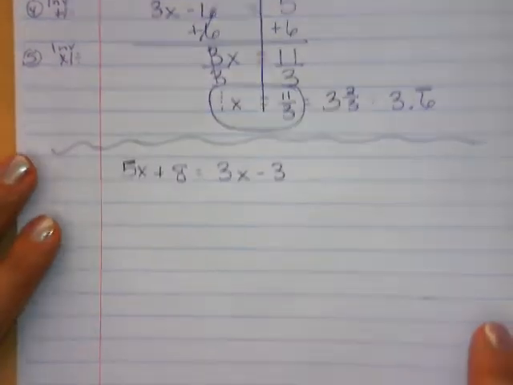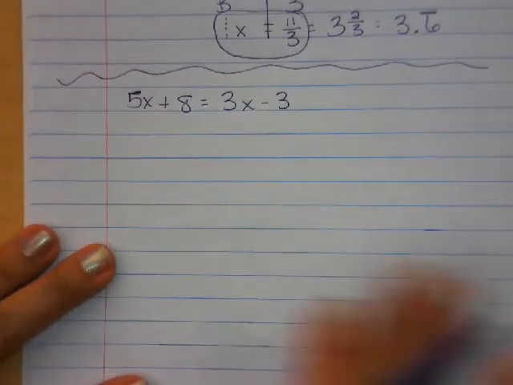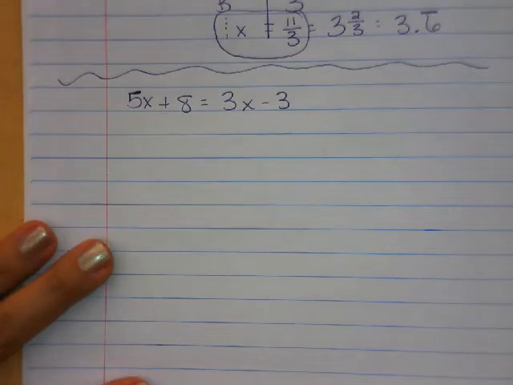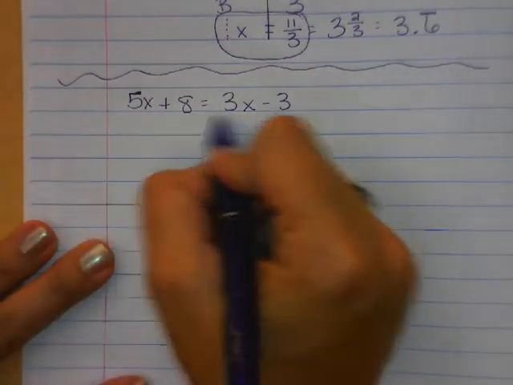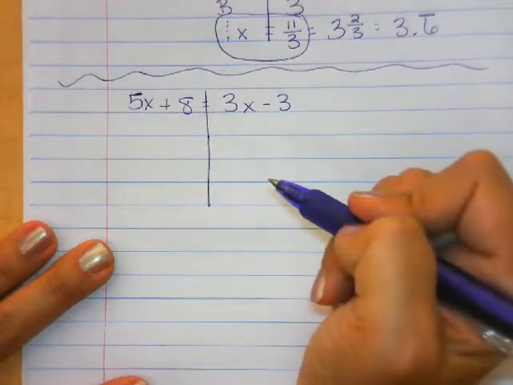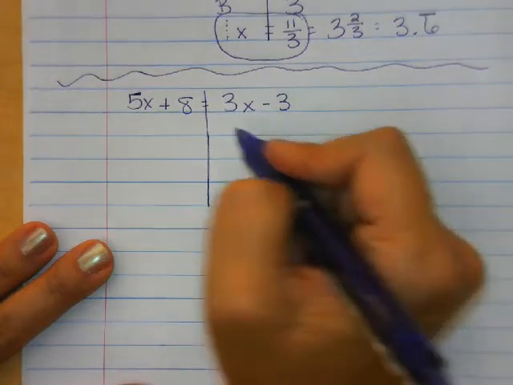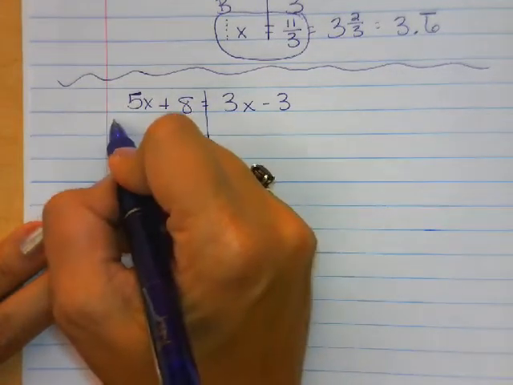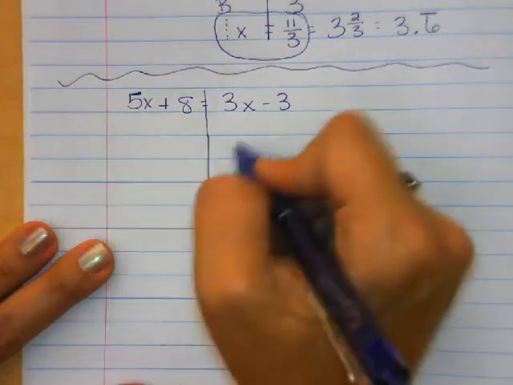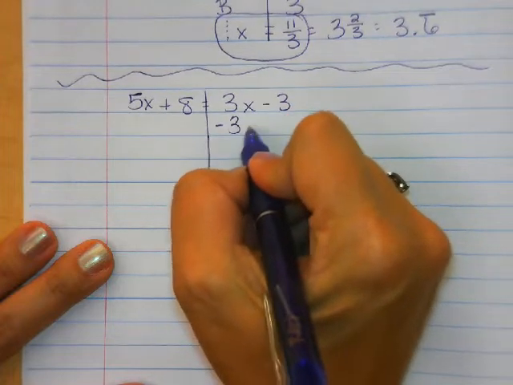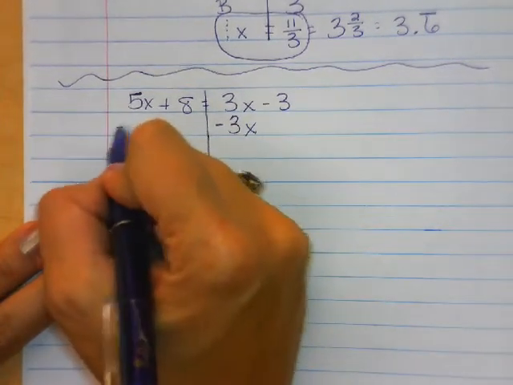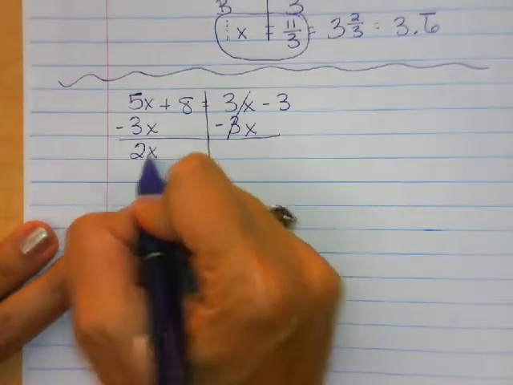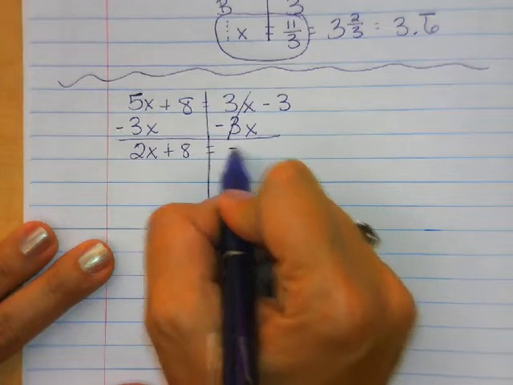And again, according to our steps, distributing is first. Now, I don't have any distributing, therefore I don't need to do that right now. Second step, collect like terms. Again, I don't have any of that. So this is very much like what we did the other day. I do have variables on both sides. I'm going to move the smaller. So I know 3x is smaller than 5x. Remember, when you have variables on both sides, you're only adding or subtracting. The inverse of a positive 3x is negative 3x. So I have 2x plus 8 is equal to negative 3.